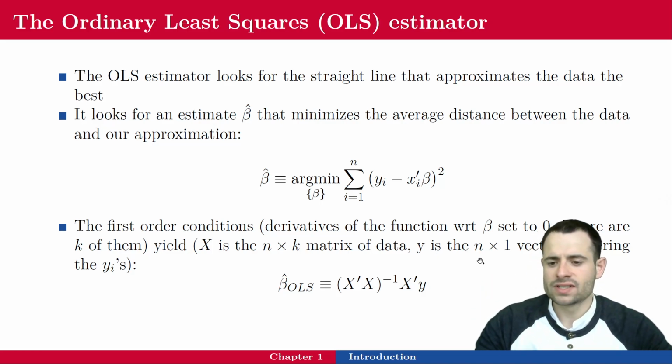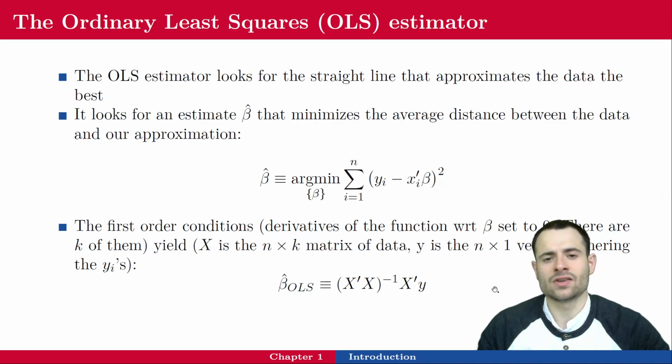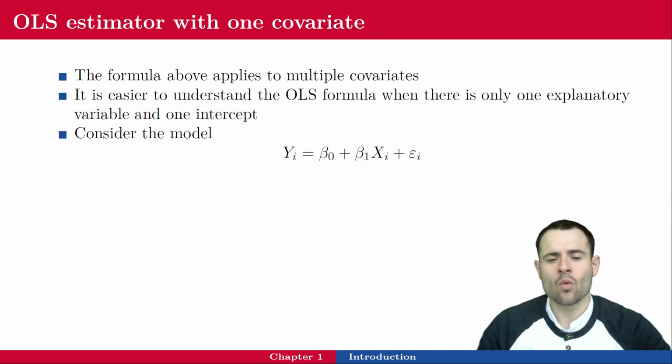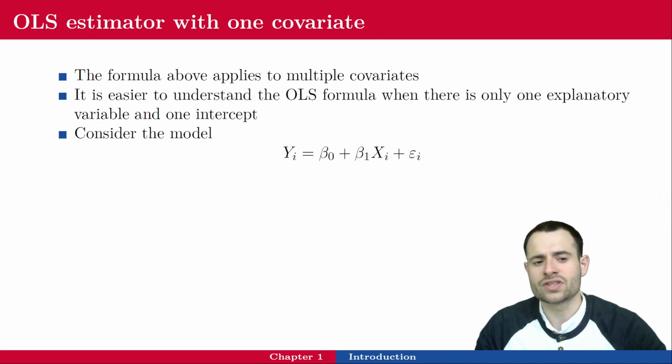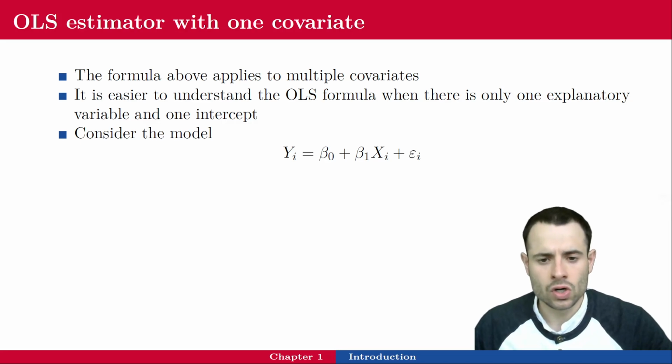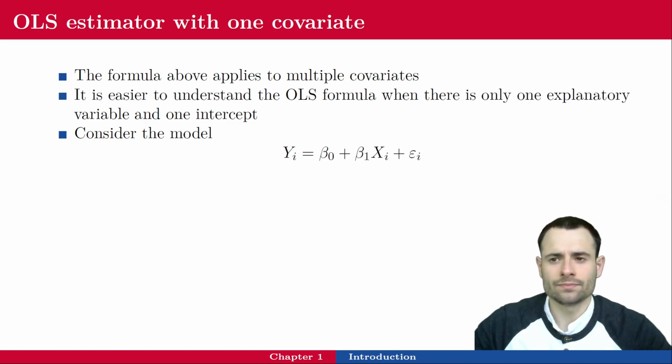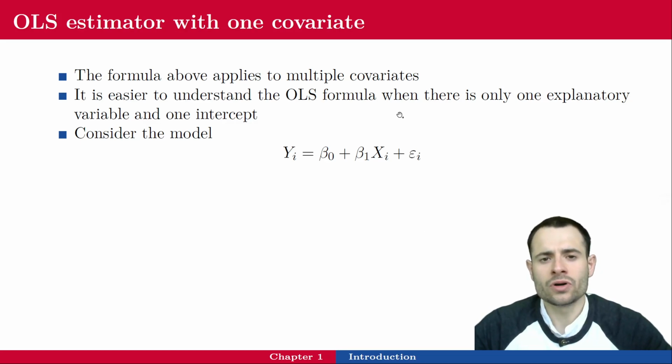N by 1 here stands for n rows, 1 column. And n by k stands for n rows, k columns. So this is what happens if you have a bunch of different x's on the right hand side. It gives you this formula. You might be more familiar with the formula with one single covariate and maybe an intercept. So let's look at the univariate regression. It is no more than a special case of what I just showed you.